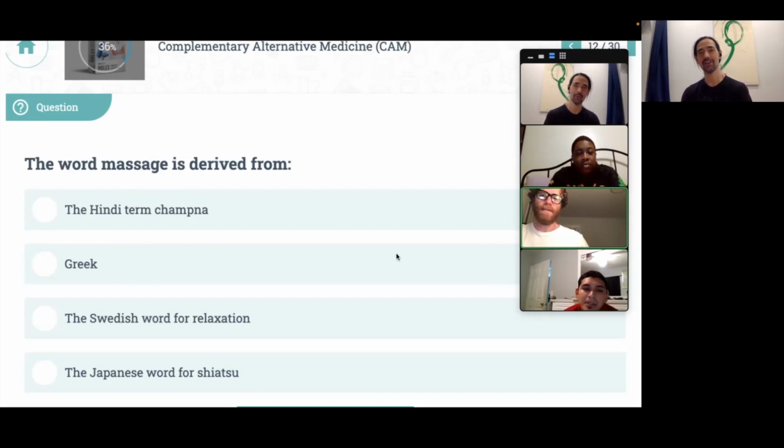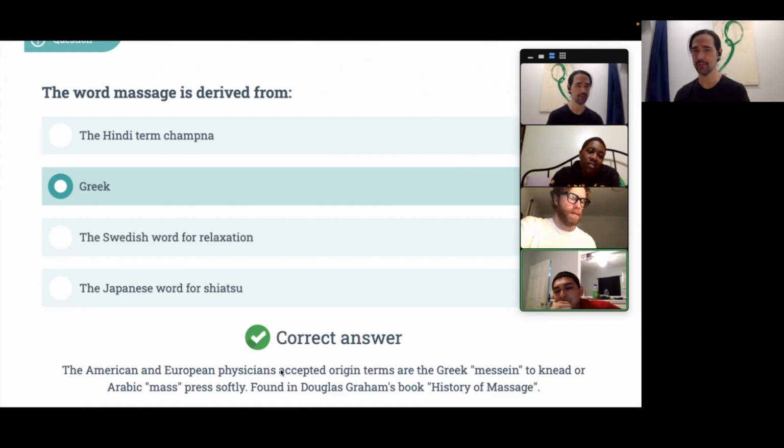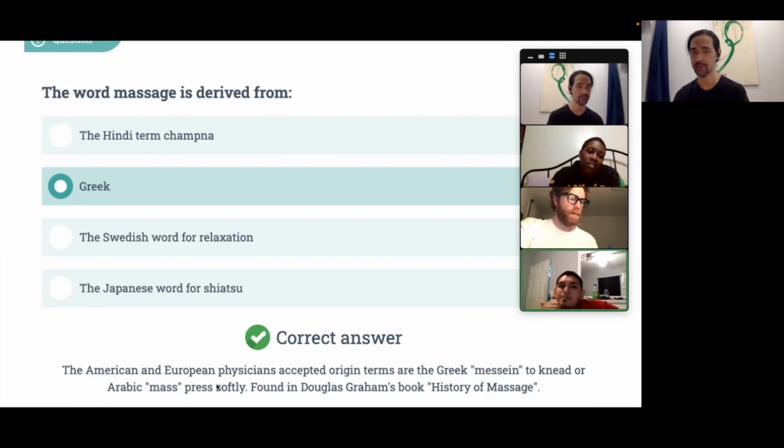Good. The word massage is derived from the Hindi term champna, Greek, the Swedish word for relaxation, or the Japanese word for shiatsu. The fourth one is just a throwaway. The root word massage, where does it come from? Greek. The African and European physicians' accepted origin terms are Greek masain, to knead, or the Arabic mas, to press softly. Found in Douglas Graham's book, The History of Massage.